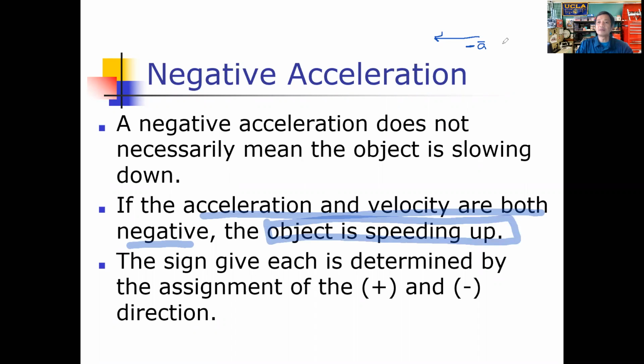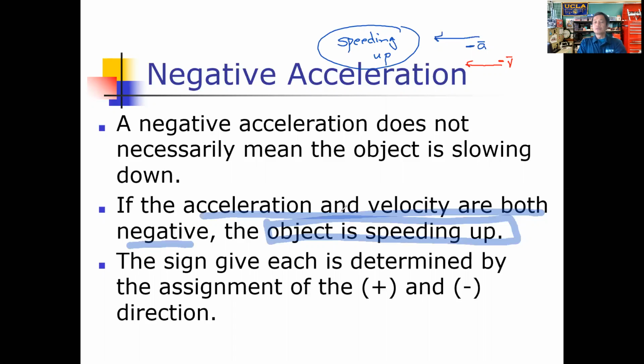So make sure you keep that in mind, which means the acceleration is in the negative direction. If the velocity is also pointing in that direction, which means that the velocity is also negative, if these two have the same sign, the object is speeding up. Even though you have a negative acceleration, if the velocity is also in that negative direction, you still are dealing with an object that is speeding up. So make sure you look at them. You are comparing the signs of both the velocity and acceleration.